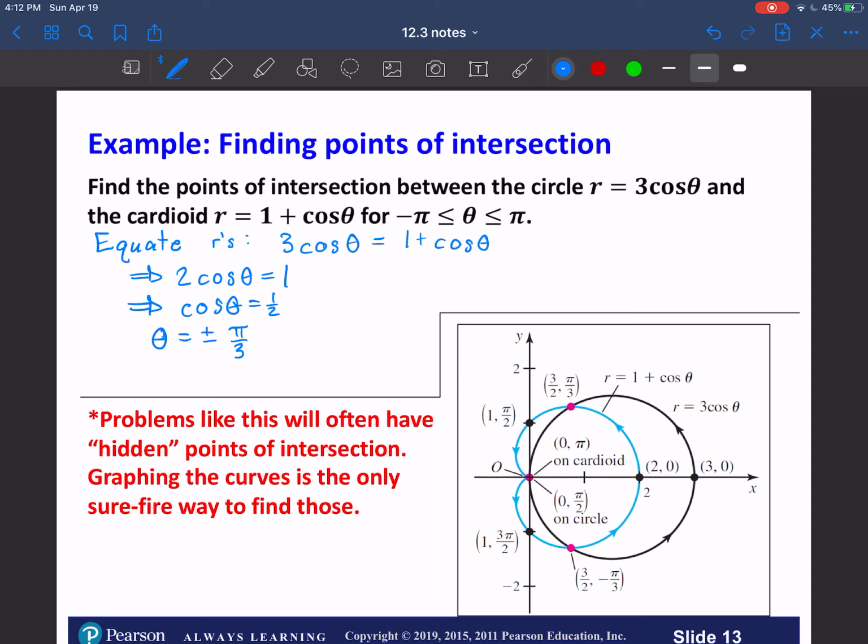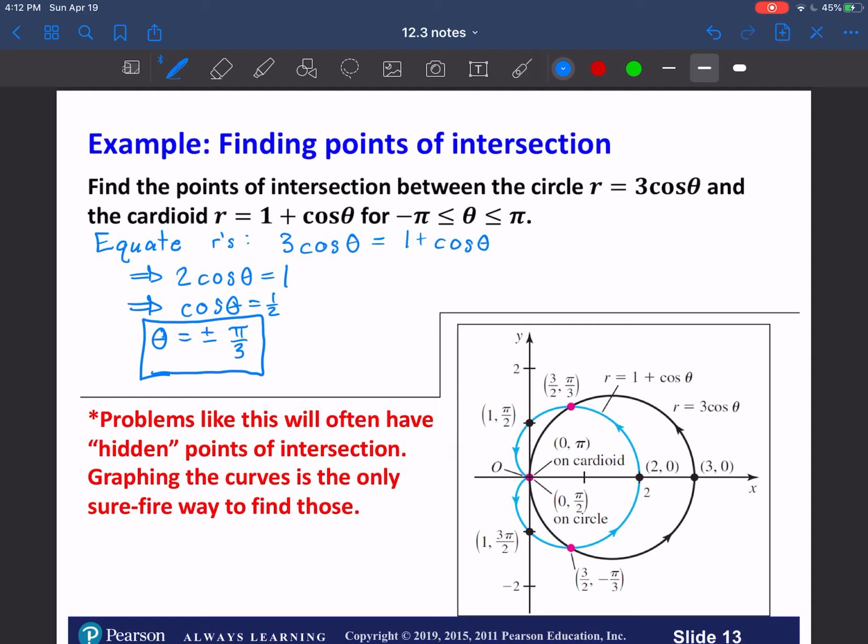In general, we would consider more values that this could occur at, but since theta is bounded between negative pi and positive pi, we stop here, because the next values for which this would occur would be a full trip around the circle. Alright, and so these are our points of intersection. Theta equals plus or minus pi over 3.